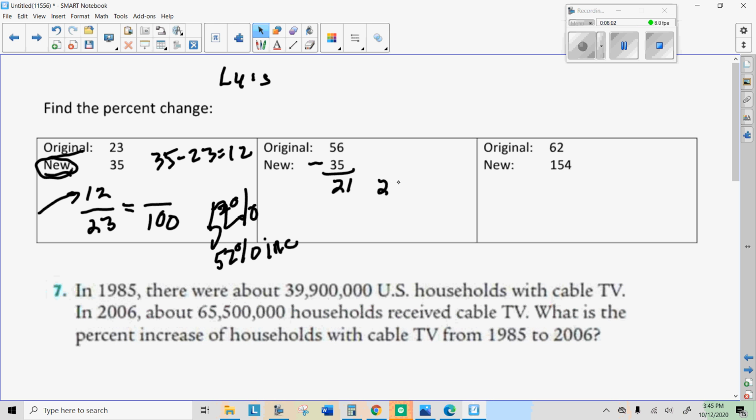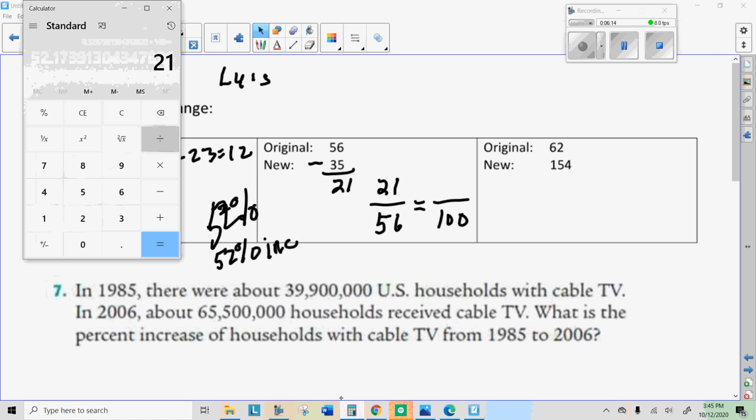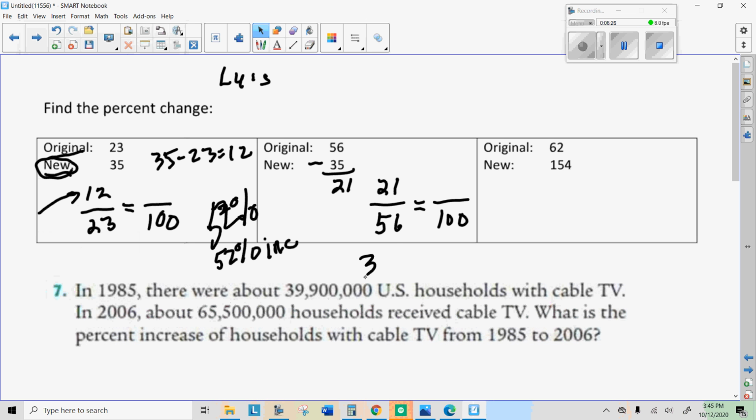So I take that 21, that's going to be my part, and my whole is always the original amount. And then I change that to a percent. So I'm going to do 21 divided by 56. And move the decimal over 2 places. And I'm going to round that to the nearest whole number, and that means 38% increase. All right, so I'm going to let you do this last one, and then I'll show you my work, and we'll see how you did.